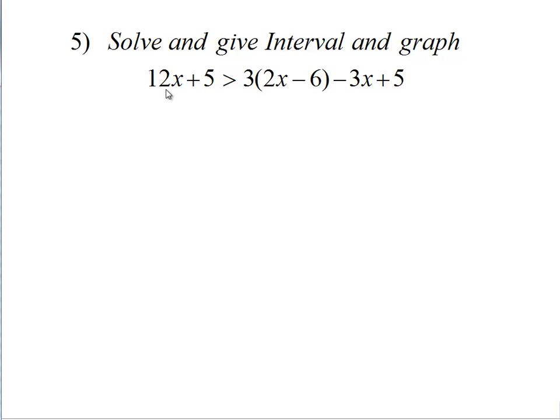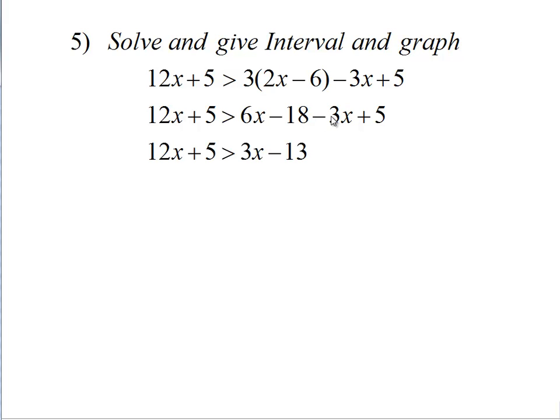Okay, we're going to solve this inequality. We distribute first. 12x plus 5. 3 times 2 is 6. 3 times 6 is minus 18. We combine our x's. 6 minus 3 is 3x. 18 and 5 makes negative 13. Take this 3x and subtract. 12x minus 3x is 9. Subtract 5 makes negative 18. Subtract 5 on this side disappears. Subtract 5 on the right side makes negative 18. Divide by 9, and you get x is greater than negative 2.